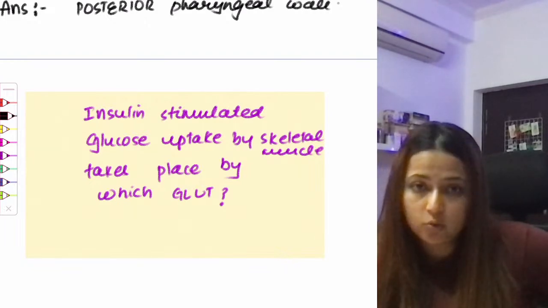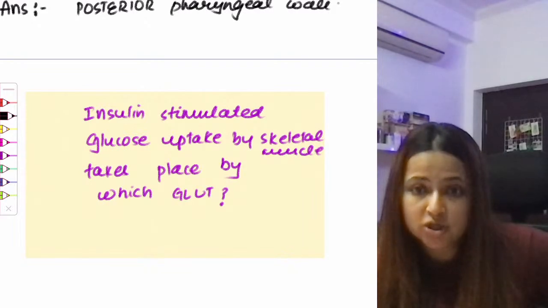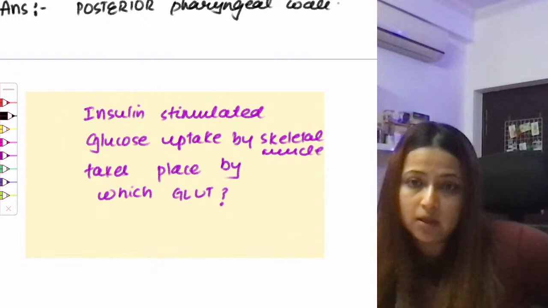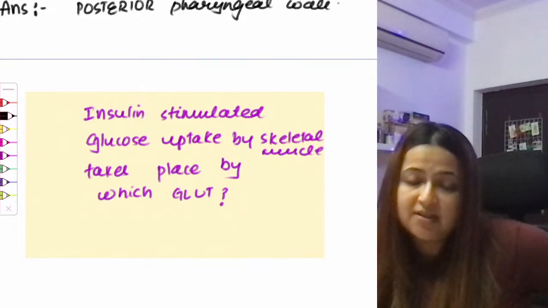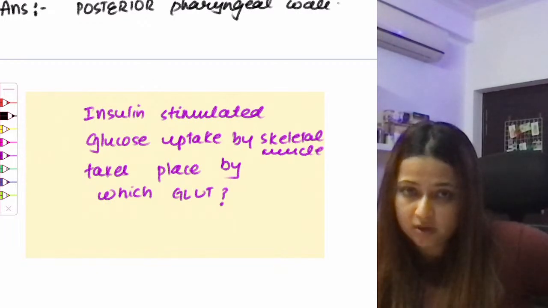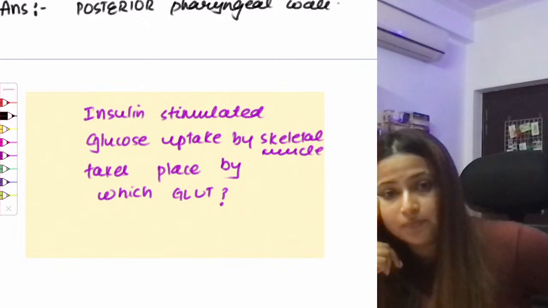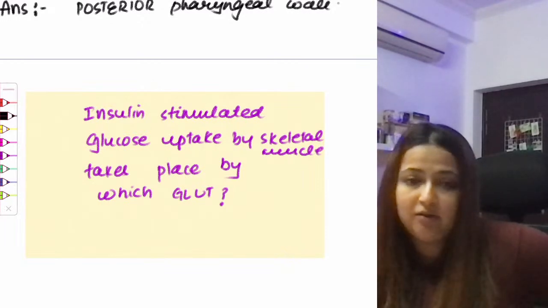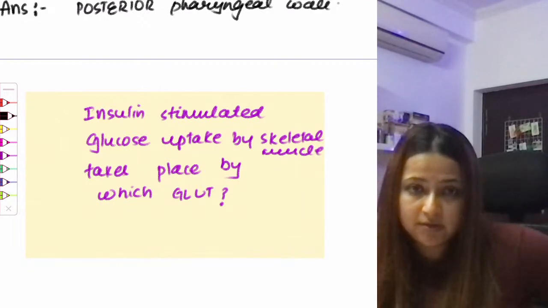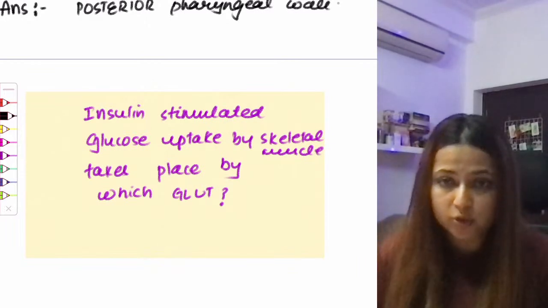Insulin stimulated glucose uptake by the skeletal muscle takes place by which glucose transporter? So what would you answer here? The take-home message from this flashcard is that you have to make a list of all the glucose transporters, GLUT1, 2, and subsequently the others also. And you have to know the particular function carried out by them. What you have to remember is how insulin is able to push the glucose into the skeletal muscle with the help of which transporter.